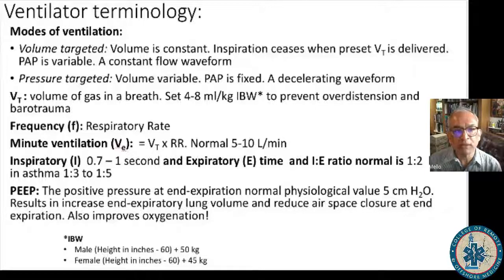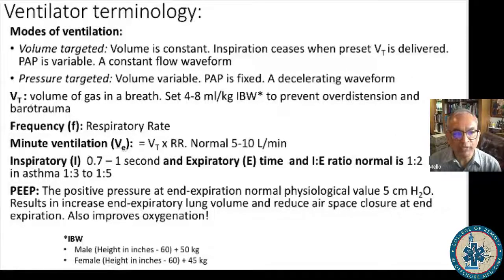So volume targeted, the volume is kept constant and inspiration ceases when that preset tidal volume is delivered. So the airway pressure will be variable and there is a constant flow waveform. The other alternative is pressure targeted, where the volume is variable, the peak airway pressure is fixed, and you've got a decelerating waveform. And we look at waveforms in a second, because these are quite complex depending on the mode of ventilation.